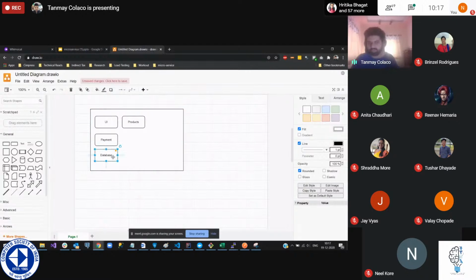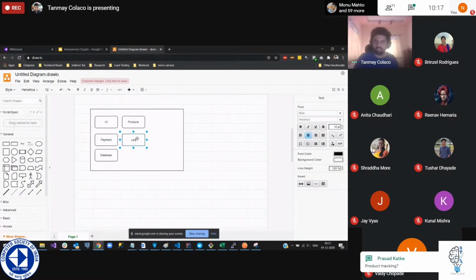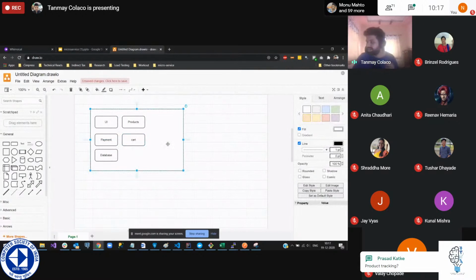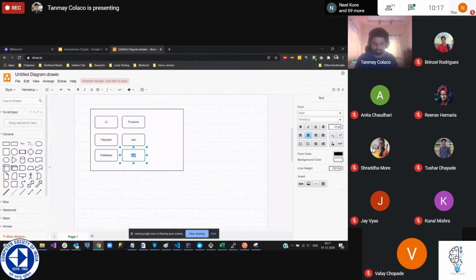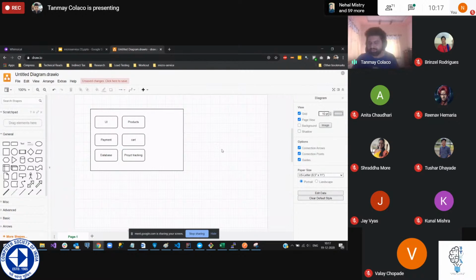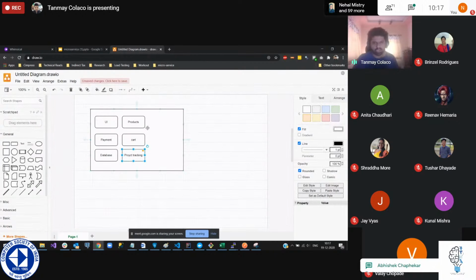Okay, then we have cart where we can add things. Then we have a way of product tracking. So we have logistics, what we call in our terms product tracking. So then we have cart, products, product tracking. Okay, let's go with customer service. Yeah, customer service works.